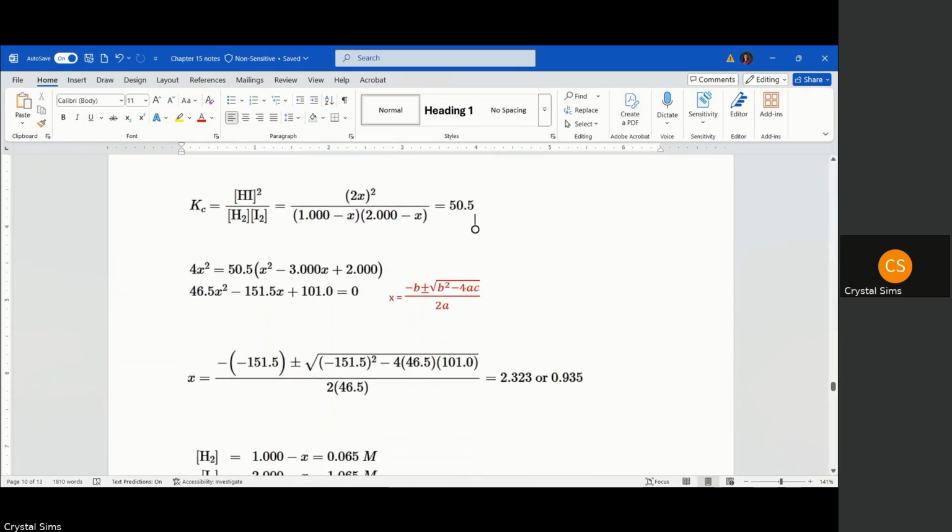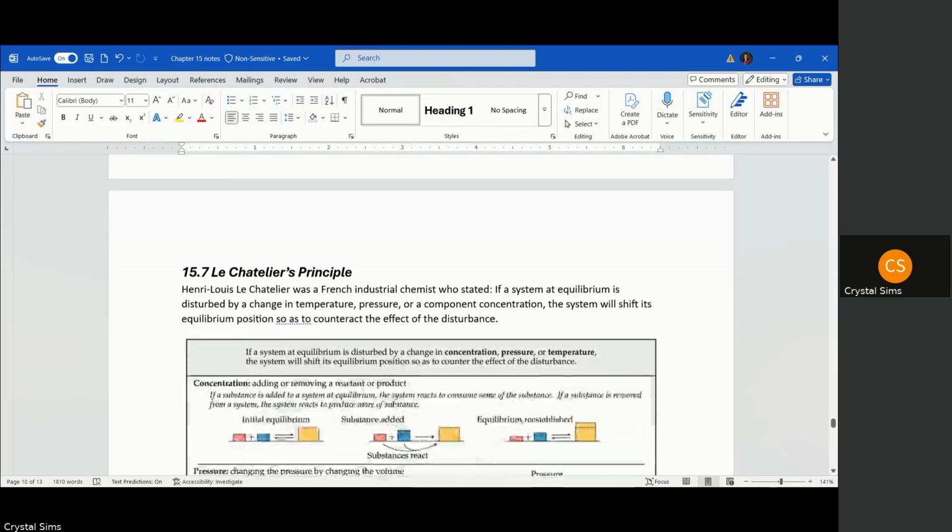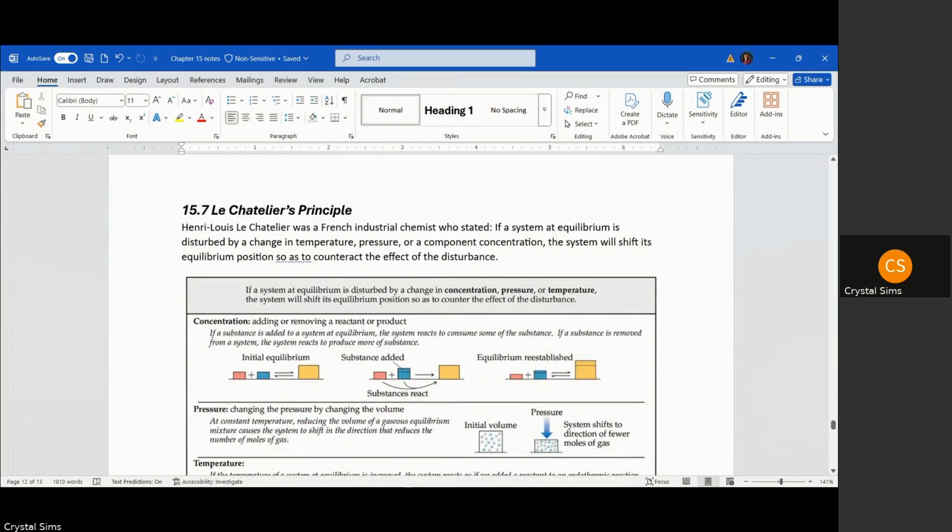Now, the last piece that we look at as it pertains to equilibrium concentrations is Le Chatelier's principle. Le Chatelier's principle was developed by Henry Louis Le Chatelier, and I know I'm butchering that because I'm not French. And he said, if a system at equilibrium is disturbed by a change in temperature, pressure, or component concentration, the system will shift its equilibrium in order to counteract that disturbance.